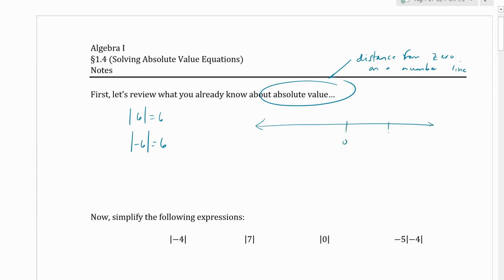It's a distance from 0 on a number line. So here's 0, here's 6, here's -6. How far away from 0 is 6? It's a distance of 6. How far away from 0 is -6? 6. It's a distance of 6.